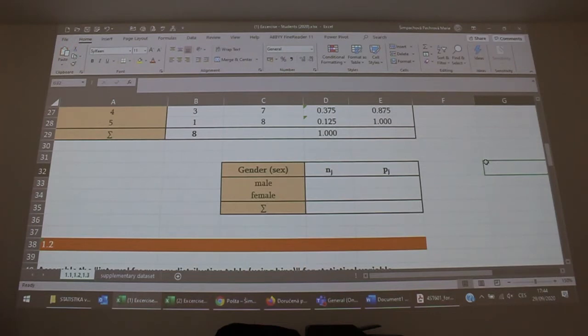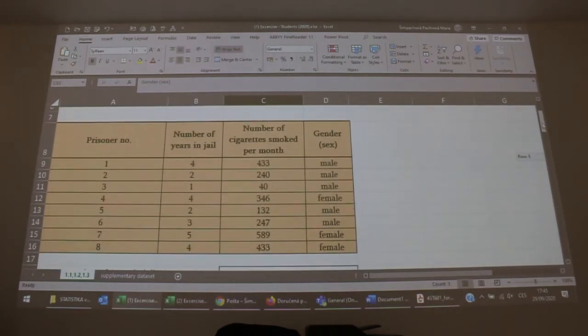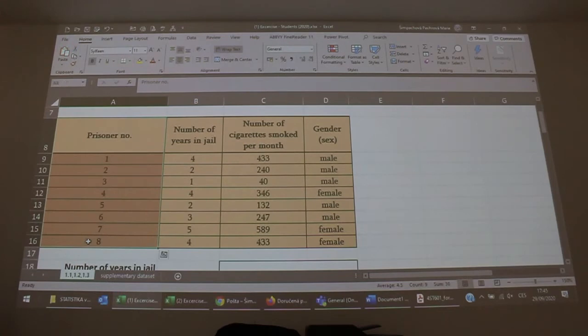In this situation, qualitative variable gender. So again, we have here only male and female, two possible options, not values now, but options. Two possible options, male and female. So if you check this table, this sample of 8 prisoners, you can see that we have here 1, 2, 3, 4, 5, 5 males and 3 females. 5 plus 3 is equal to 8.